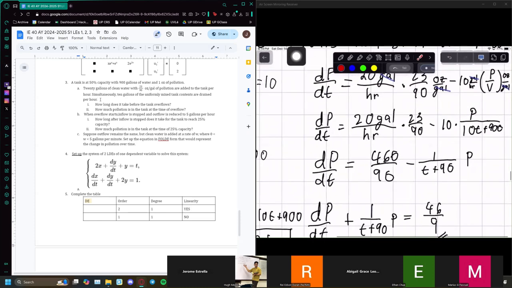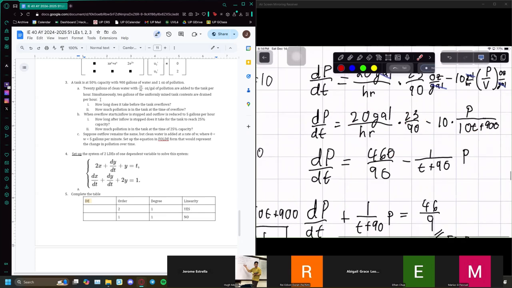So you can simplify some of this stuff. So multiply this now, 4060 over 90. Then cancel out the 10. So it becomes 1 over t plus 90.